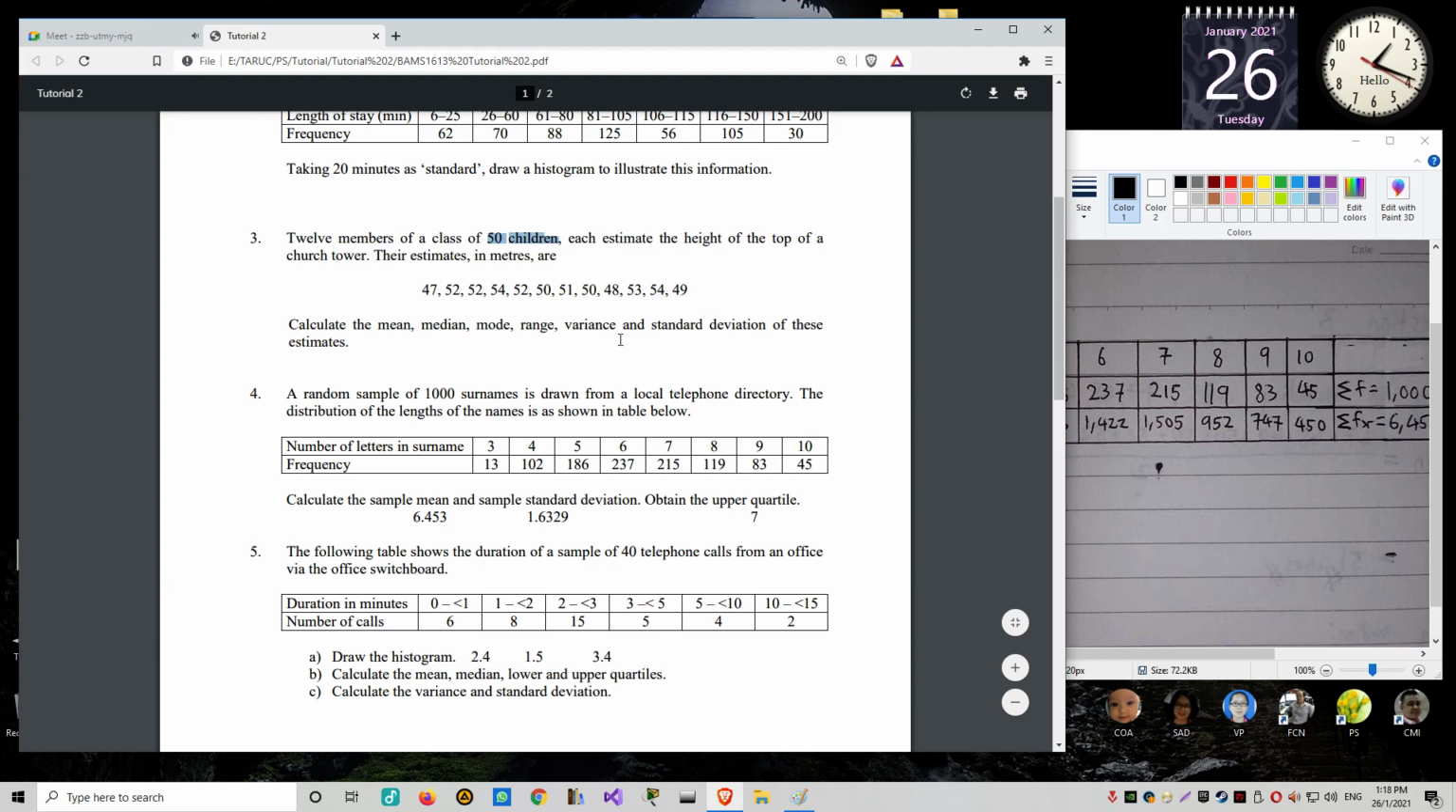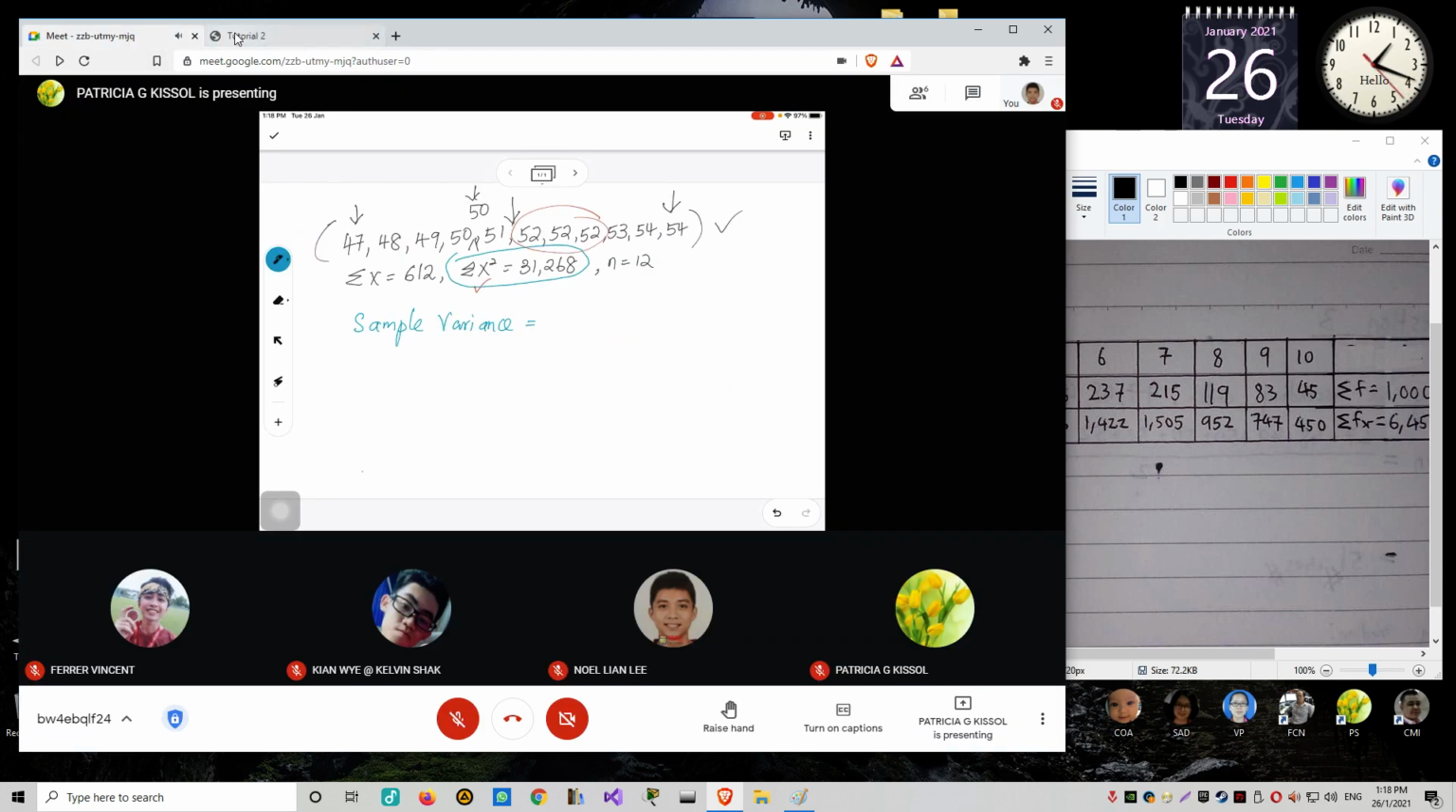And here, in case you have forgotten the formula, because it's a sample, I will explain during the lecture again later. The formula is summation x squared minus summation x to the power 2 divided by n, and then you divide by n minus 1. So this is the formula of the sample variance, okay? And we already agreed it is a sample.